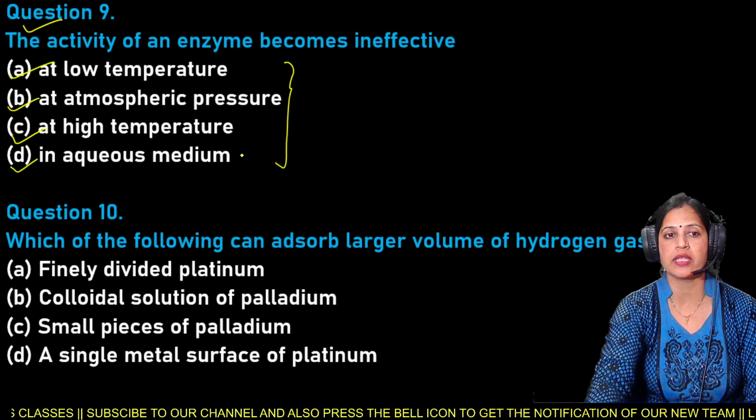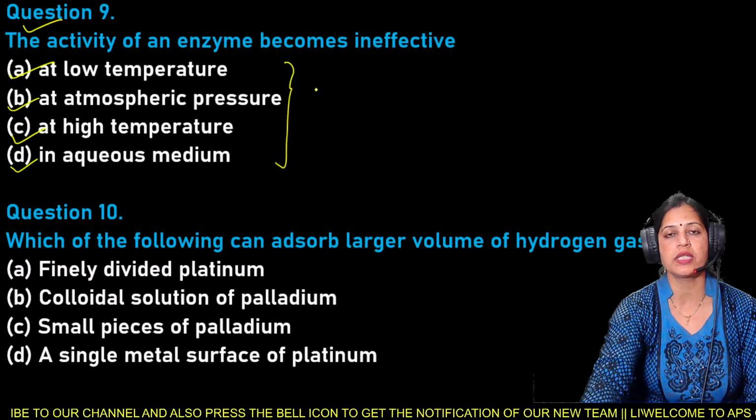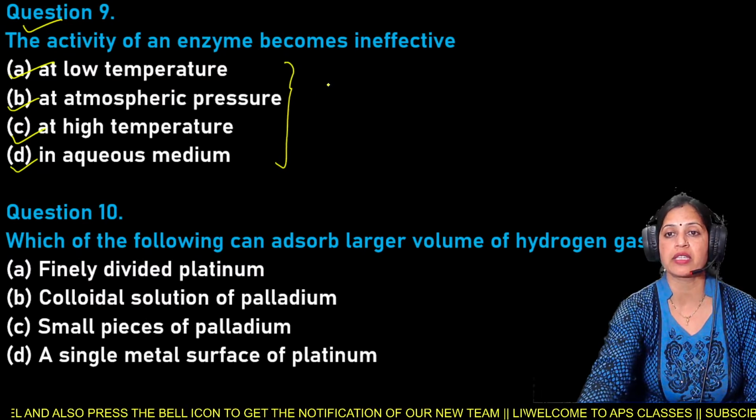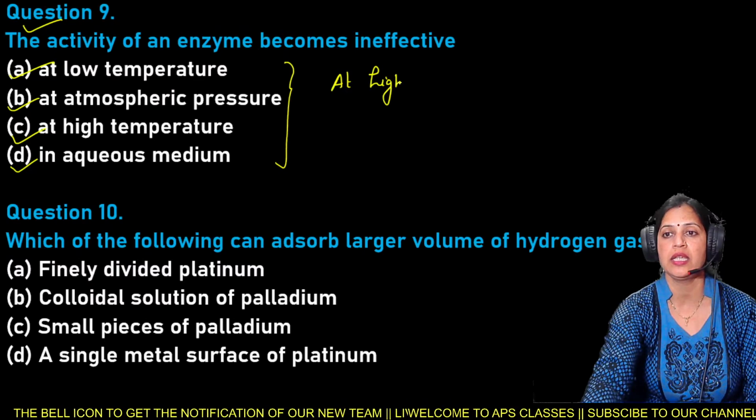So where does the activity of the enzymes become ineffective? The activity of enzymes, so children, the activity of enzymes becomes ineffective under only one condition, when high temperature is applied, at high temperature.